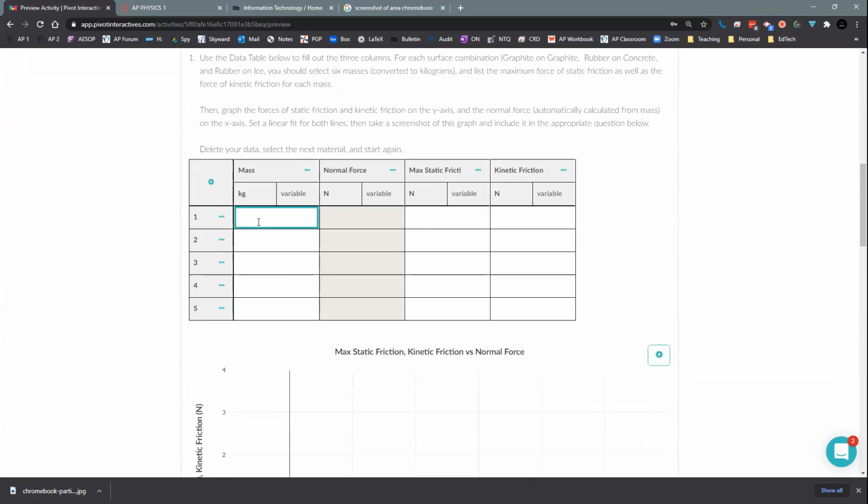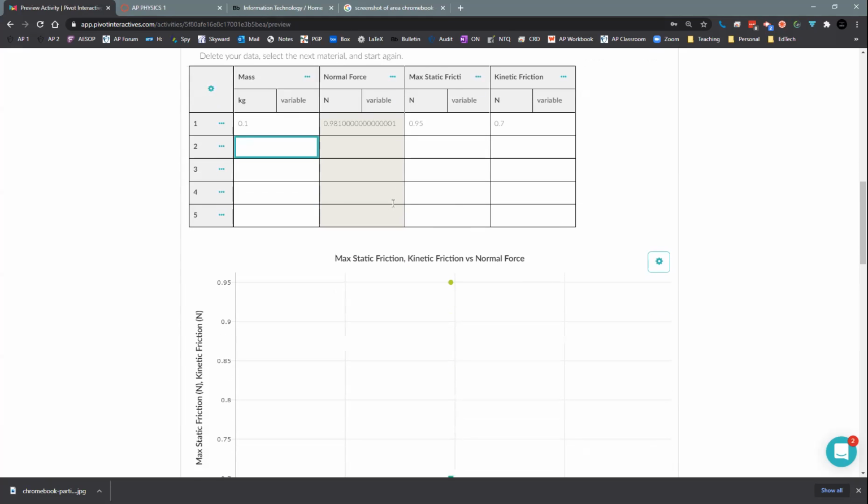Now I do ask you to convert the grams into kilograms. You just divide by 1,000, which means you just put a decimal place in front of the number. 100 grams is 0.1 kilograms. It will automatically give you the normal force. And I said my maximum force of static friction is 0.95, and my maximum force of kinetic friction is 0.7.